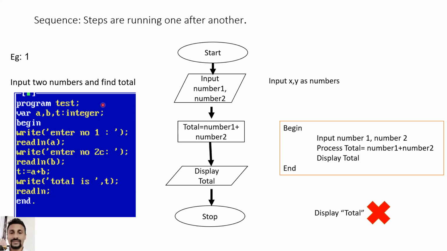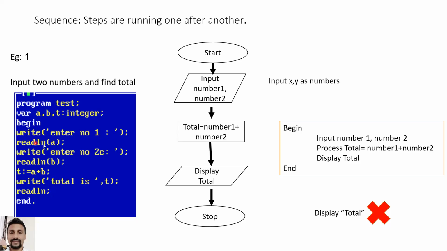Then I'm using the word begin, that is compulsory. Then I'm using write, enter number one. So this is the message displayed on the screen, enter number one. I have kept some space and put this apostrophe here, then you will get some space to enter the number. Here you can use write or writeln. The difference is, if you use writeln, it goes to a new line.